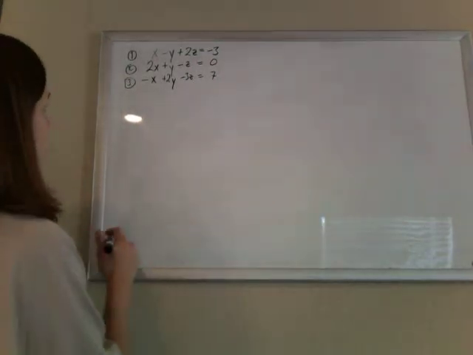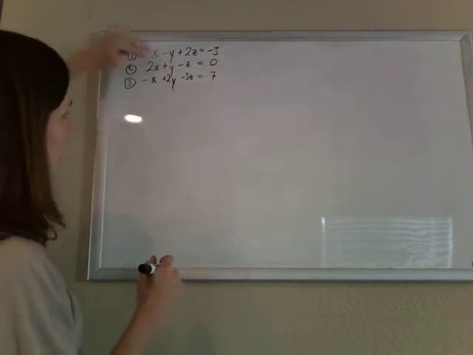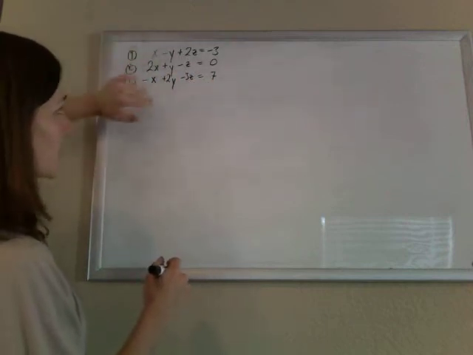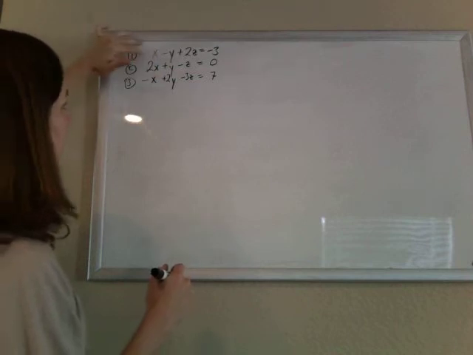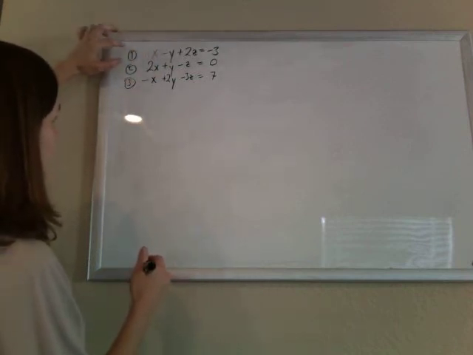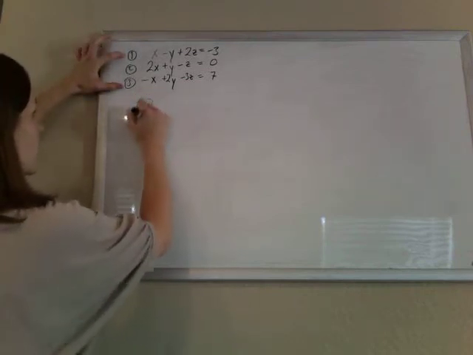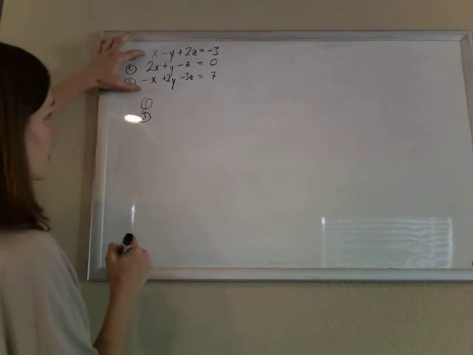Here we go. So I want to choose one of these guys to eliminate first. The x's look like they'll, actually anything will work pretty well, but I'll choose to get rid of the x's. So if I use 1 and 3 are the most obvious ones to get rid of the x's. If I just add them, they'll go away.